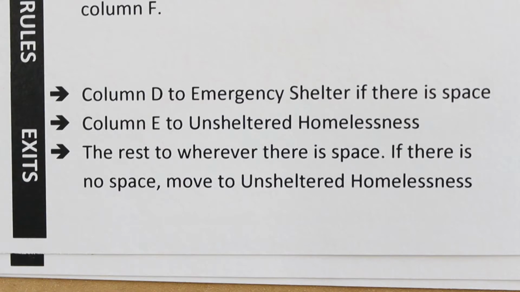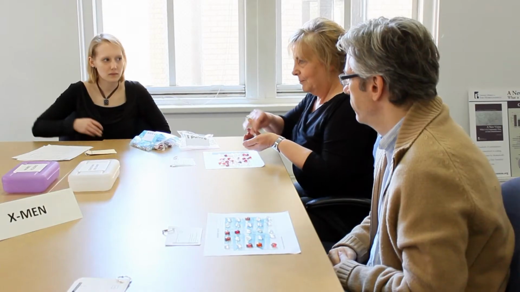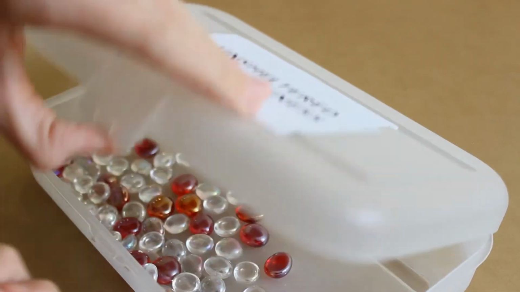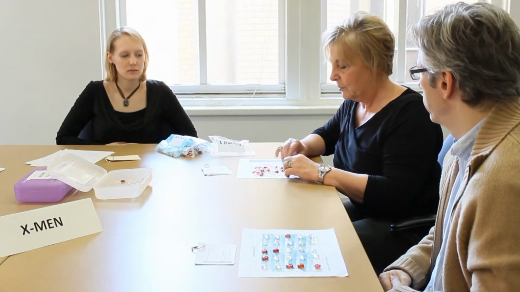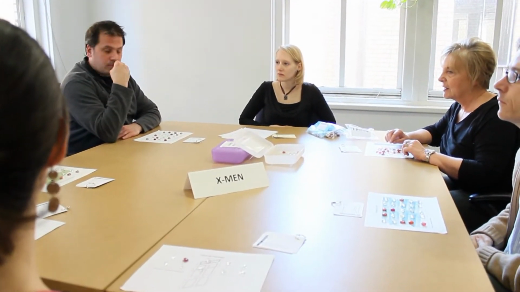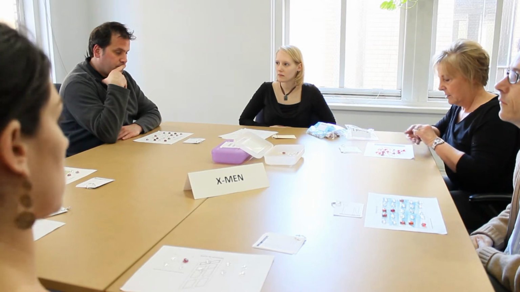The second exit instruction is simple. It says to exit column E to unsheltered homelessness. K takes all of the beads in column E and places them in the unsheltered homelessness bin. The third exit instruction is to exit the rest to wherever there is space. If there is no space, move to unsheltered homelessness. After reading this instruction, K checks with all of the other players at the table to see if any programs have free slots. It is important for the rest of the players to look at their game cards to make sure their program rules allow them to accept these beads.